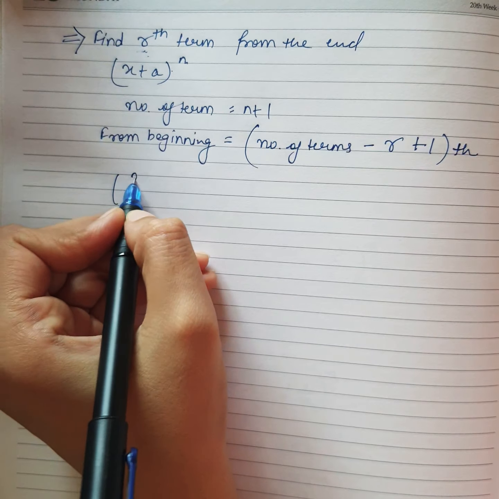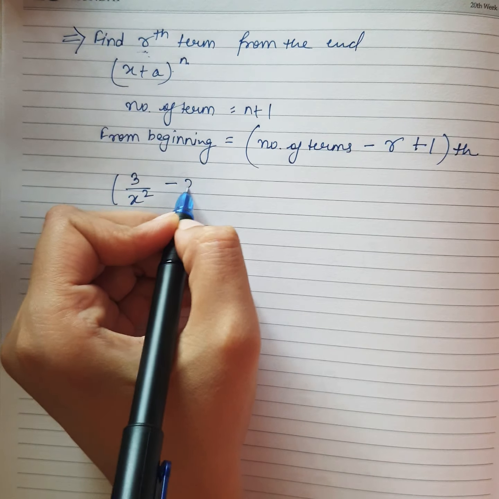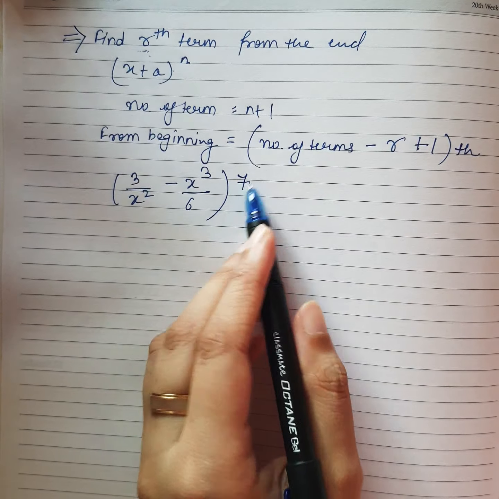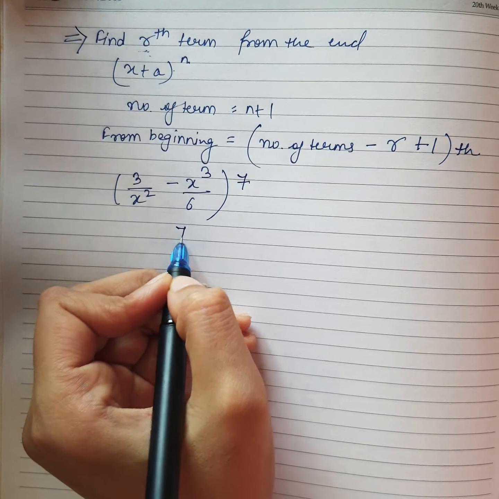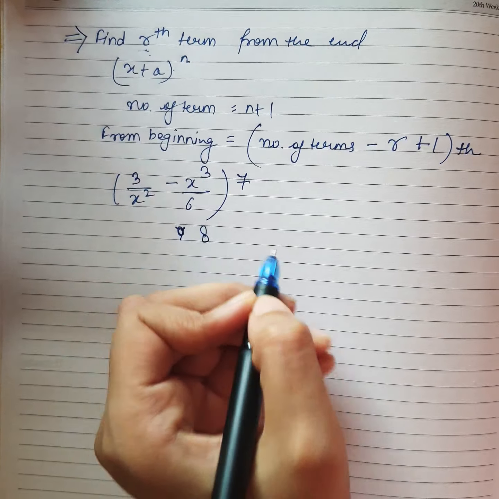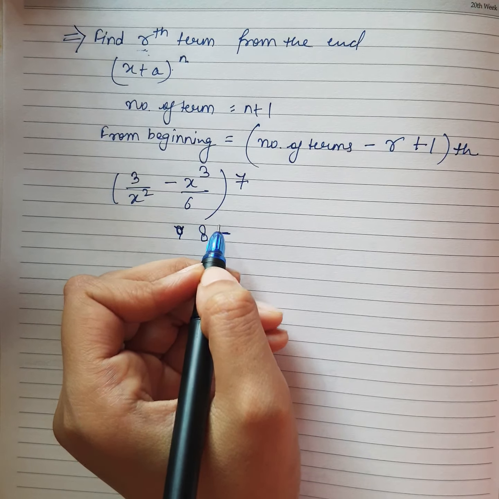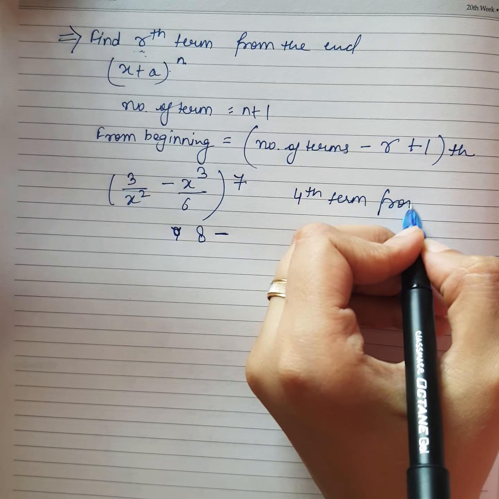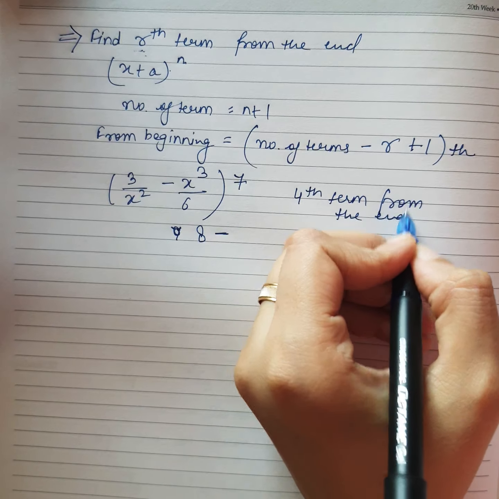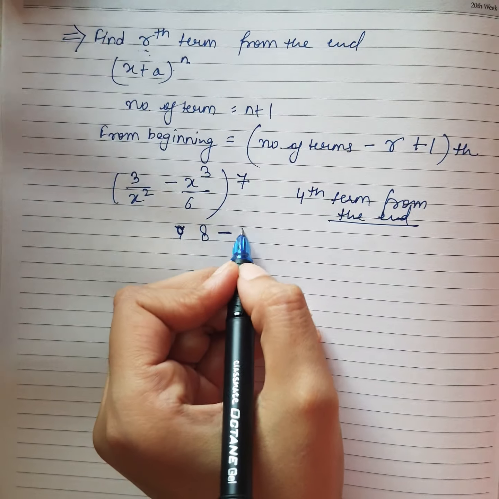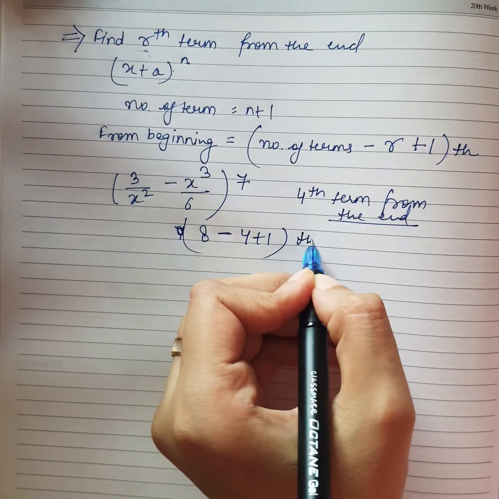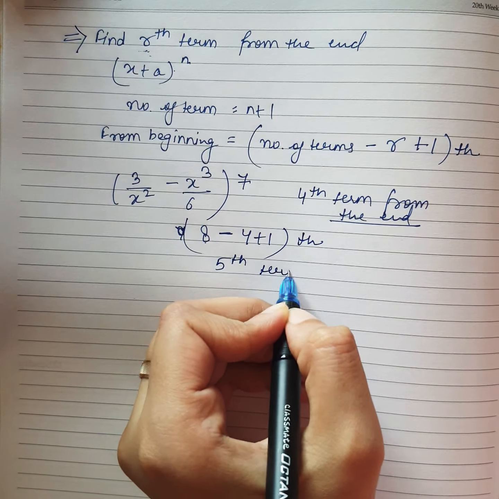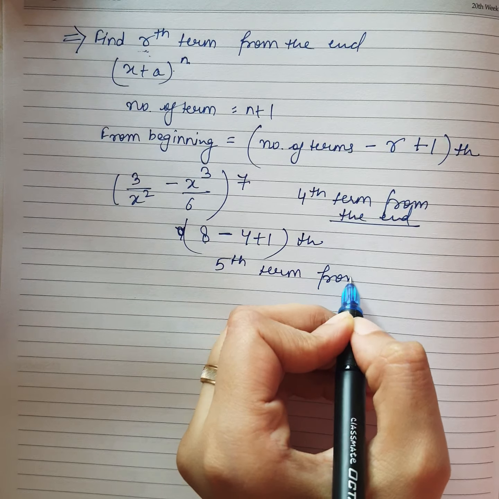Let's understand with the help of an example. (3/x² − x³/6) whole power 7. So here the number of terms is 8, that is 7 plus 1. We need to find the fourth term from the end. So 8 minus 4 plus 1 will be the fifth term from the beginning.